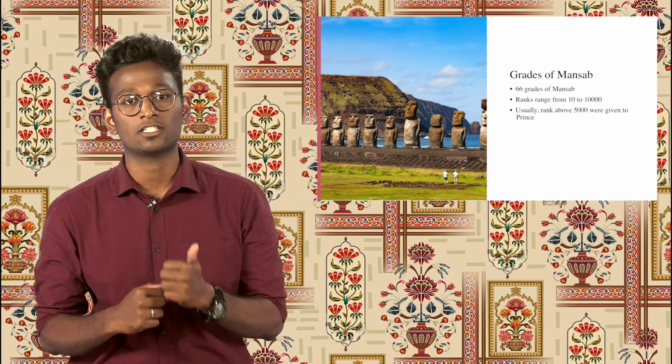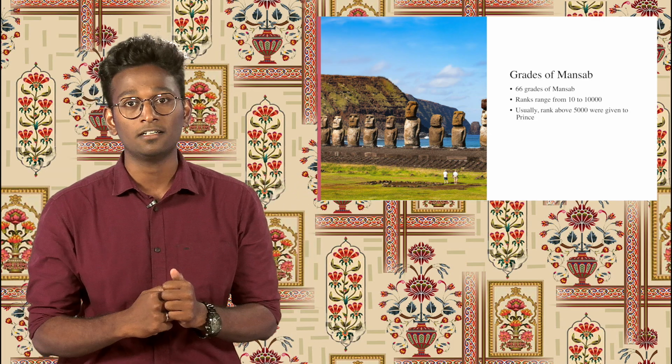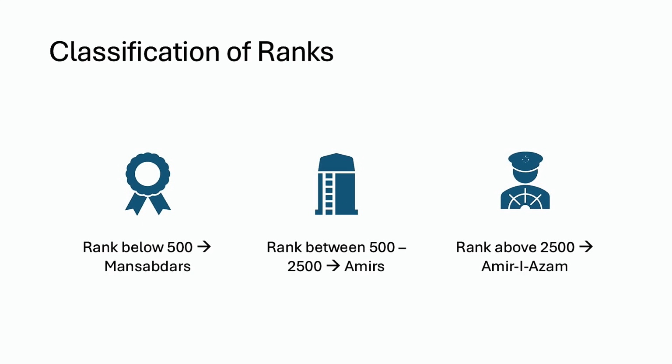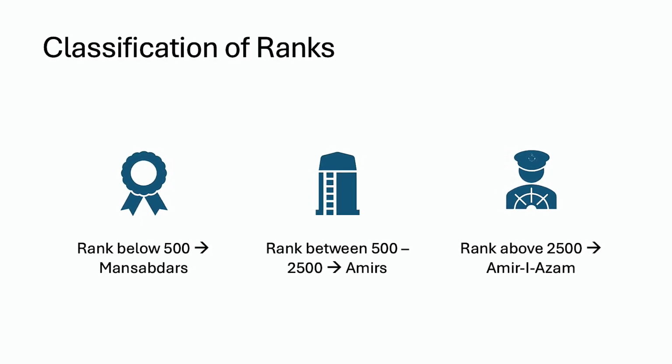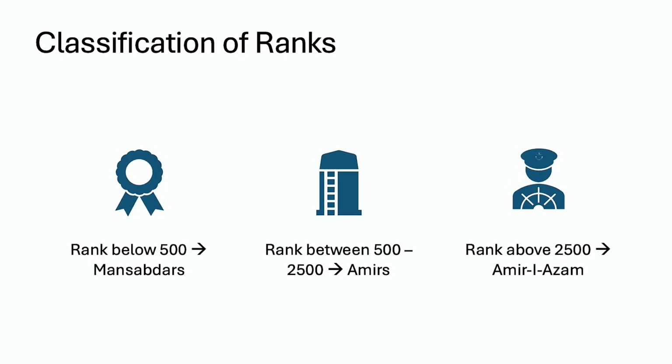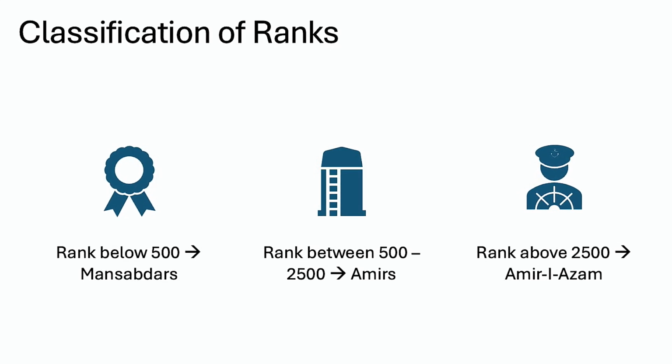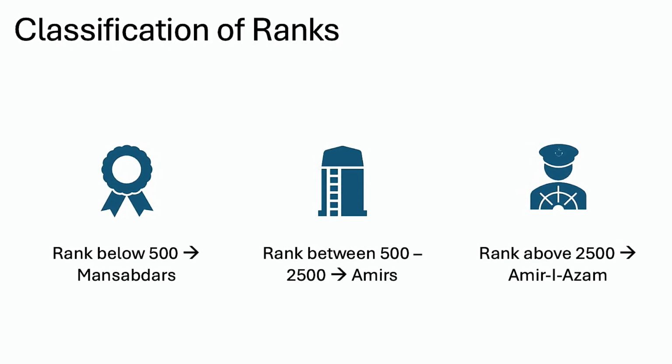There were 66 grades of Mansab allotted from ranks 10 to 10,000, but usually ranks above 5,000 were given to princes. A person with a rank below 500 was known as Mansabdar, and a person with a rank between 500 to 2,500 was known as Amir. A person with a rank above 2,500 was known as Amir-i-Azam. A person with a rank above 5,000 can have a Mansabdar of rank 500, and similarly, a person with a rank above 4,000 can have a Mansabdar of rank 400, and so on.